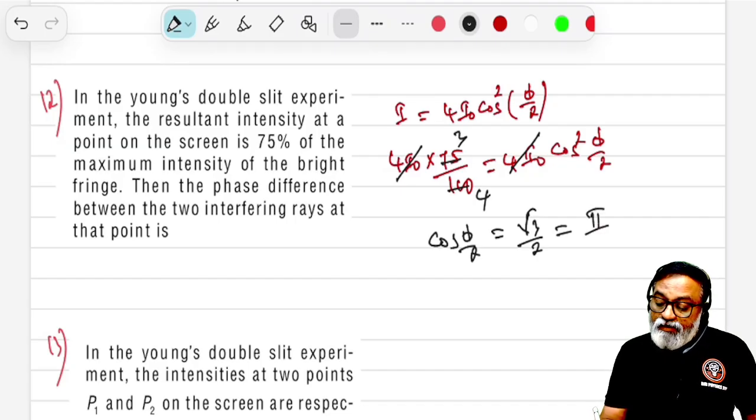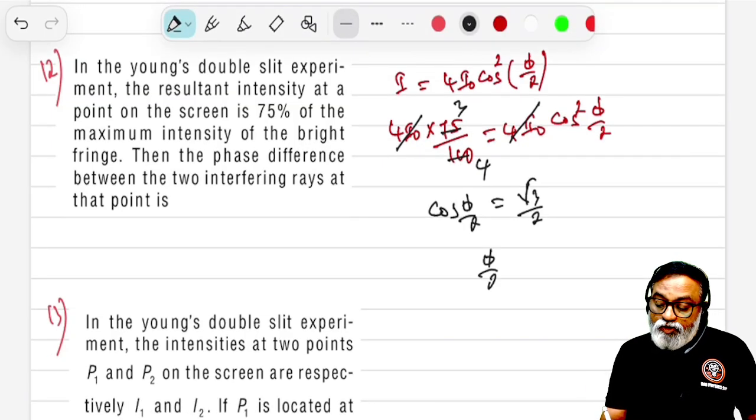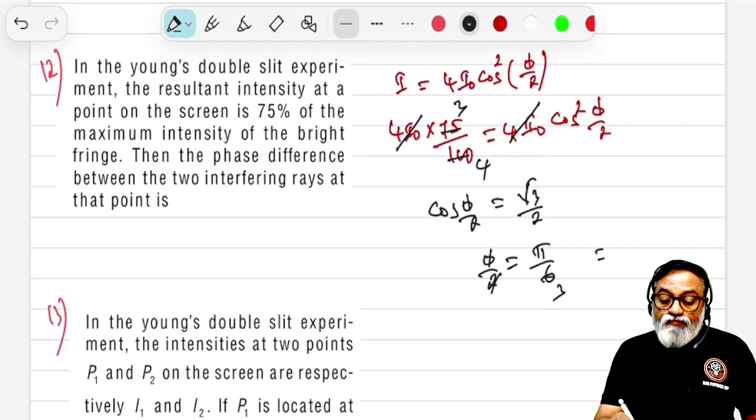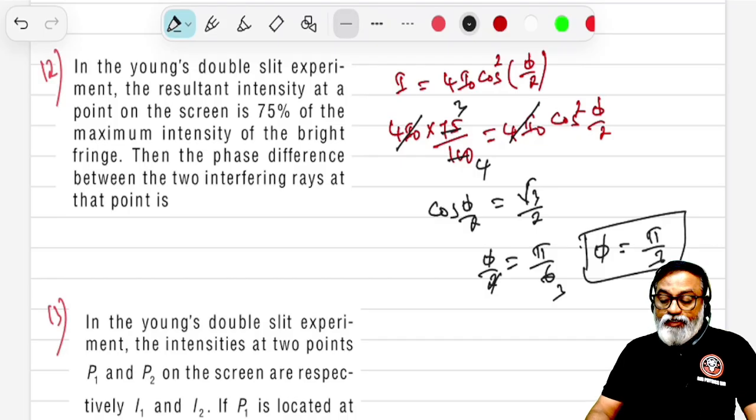Therefore, pi by 6. Theta is equal to, cos phi by 2 is equal to cos 30, that is pi by 6. Therefore, 2 times 3. Therefore, the phase difference phi is equal to pi by 3, or 60 degrees.